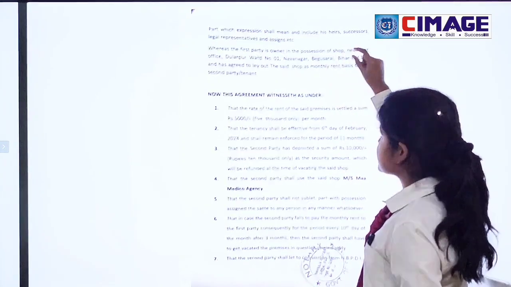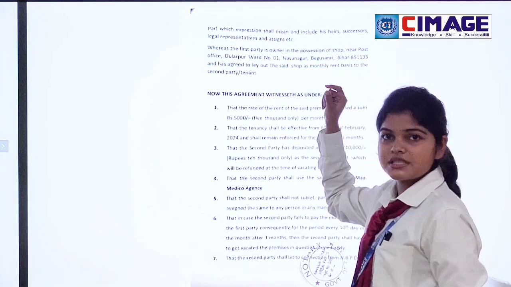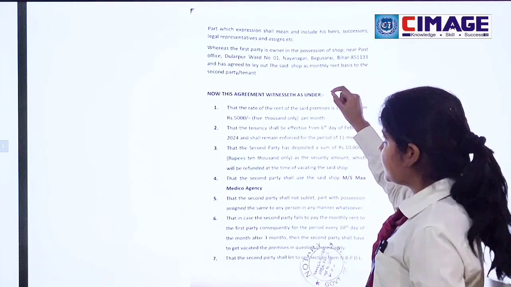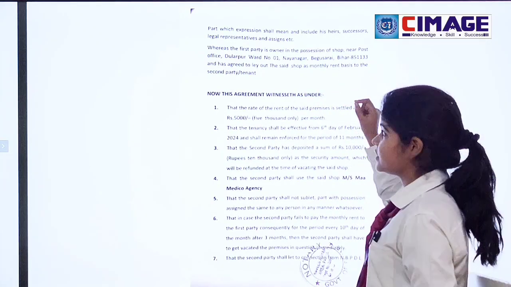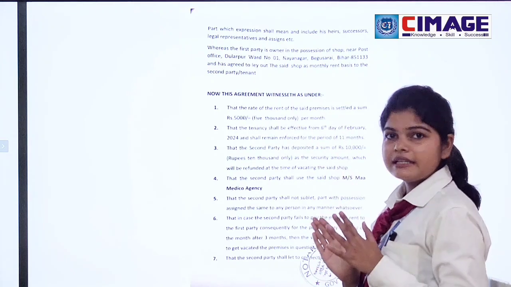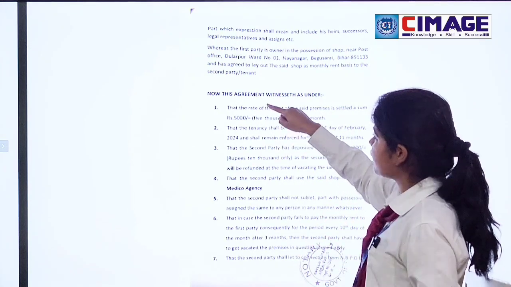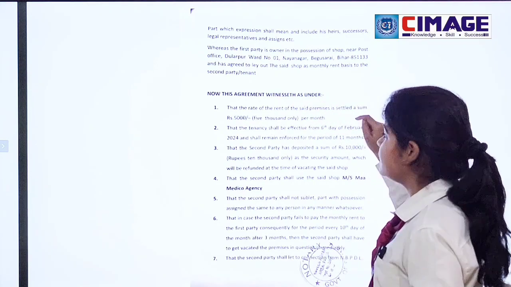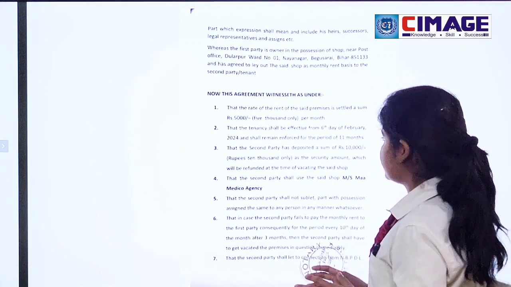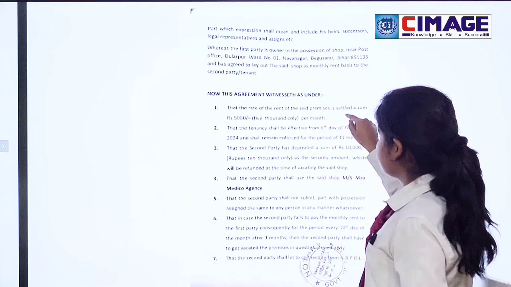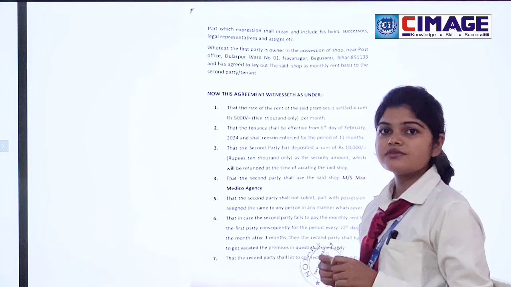The part which expression shall mean and include is heirs, successors and legal representatives, etc. Whereas the first party is the owner in possession of a shop near the post office. This is all the complete detail about the two parties, and now this agreement witnesseth as under. These are all the terms and conditions required to sign the rent agreement. That the rent of the said premises is settled at a sum of 5,000 rupees, which will be paid as rent.